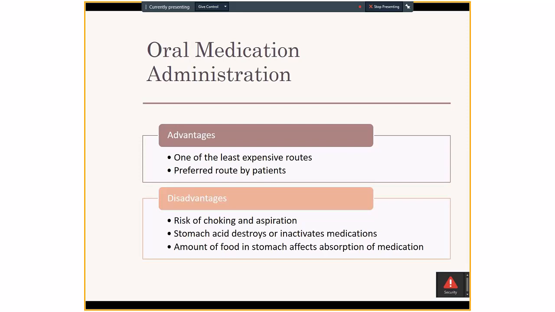And also the stomach acid can destroy or inactivate the medication sometimes, and the amount of food in your stomach can also affect the absorption of medication. And if you take medicine on an empty stomach, sometimes it makes you really nauseous. So that's an added thing that I just thought I'd throw in there. A lot of times when you get the medications, it'll say drink with milk or take with milk or food.